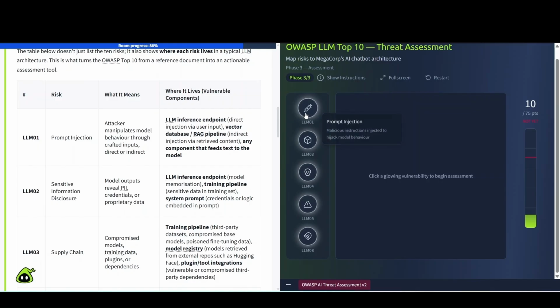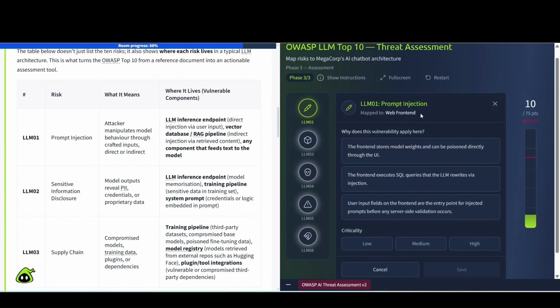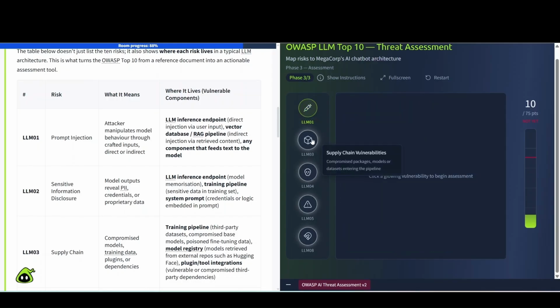All right, so let's look at this first one here. This one should be this top one here. So prompt injection, why does this vulnerability apply here? The front end stores model weights. It can be poisoned directly to the user interface, okay? And you'll mark this as a medium, save. Let's check the next one here, which is going to be, let's see here, number 3.